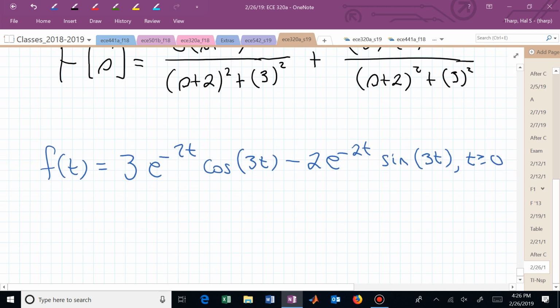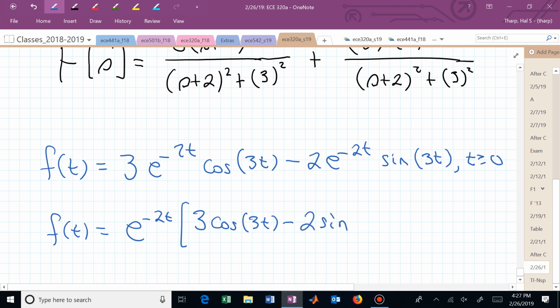Or if we wanted to, I could write that with a switch. I'll even write it differently. It's e to the minus 2t. That's common to both pieces, so let me factor that out. That's my exponential decay. And then I have 3 cosine of 3t minus 2 sine of 3t. And I'm going to turn that on for times that are non-negative. So I'll just switch it on by multiplying that exponentially damped cosine and sine with the unit step.